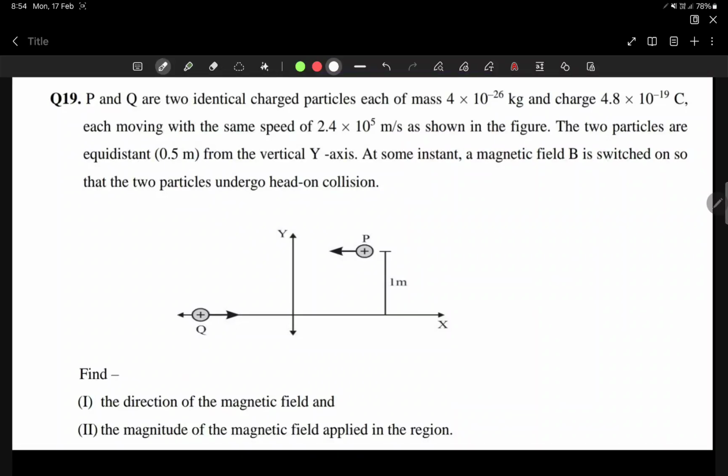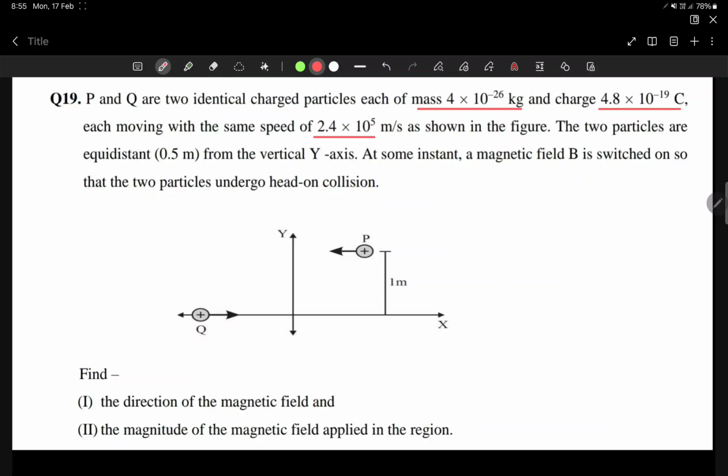Question number 19. This is a very good question actually. In question number 19 it is given that P and Q are two identical charged particles, each of mass 4 × 10^-26 kg and charge 4.8 × 10^-19 coulomb, each moving with the same speed of 2.4 × 10^5 meter per second as shown in the figure.